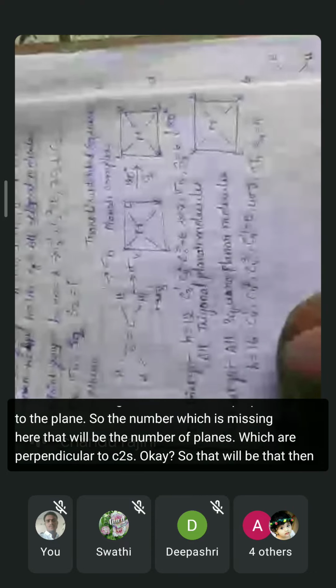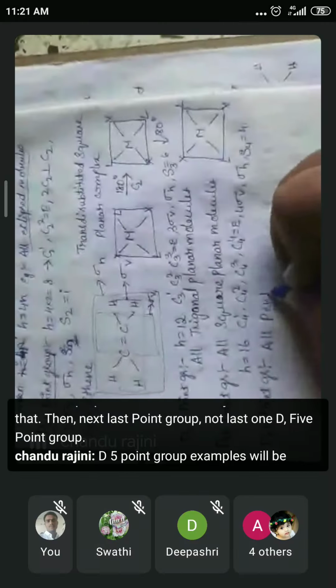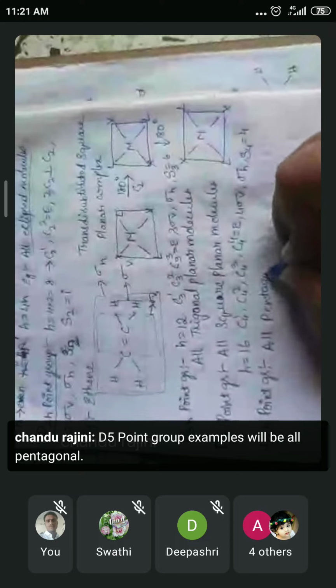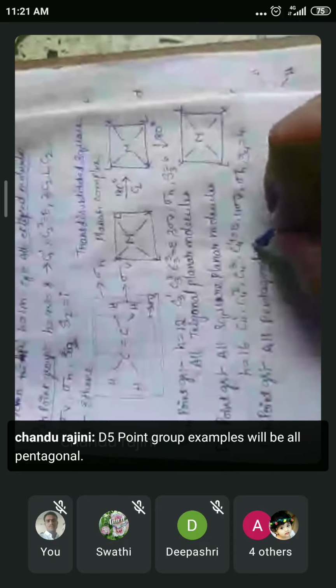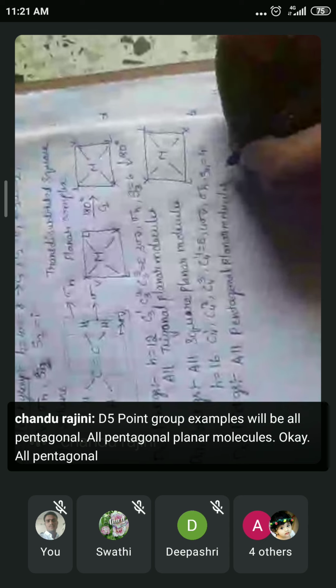Then next, not the last one, the D5 point group. D5 point group examples will be all pentagonal planar molecules, and the cyclopentadienyl anion.